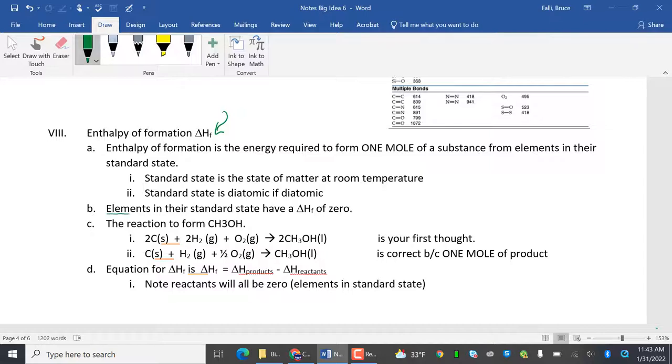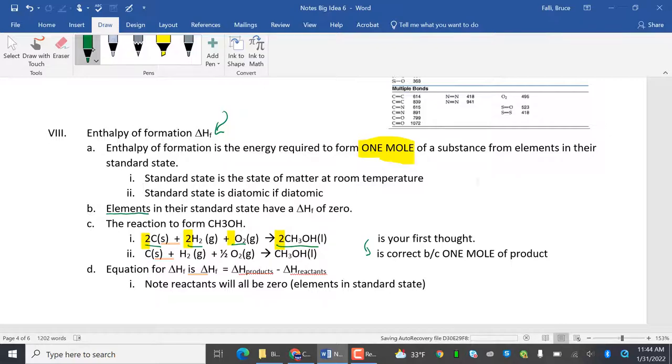Elements, not compounds, elements. The reaction to form CH3OH would be, okay, so I've got to make CH3OH, I need carbons, I need hydrogens, I need oxygens, okay? And then if I do this, I'm like, okay, fine, I got that, and I've got my balanced equation here. But remember, it has to be 1 mole. So then this is correct for 1 mole.